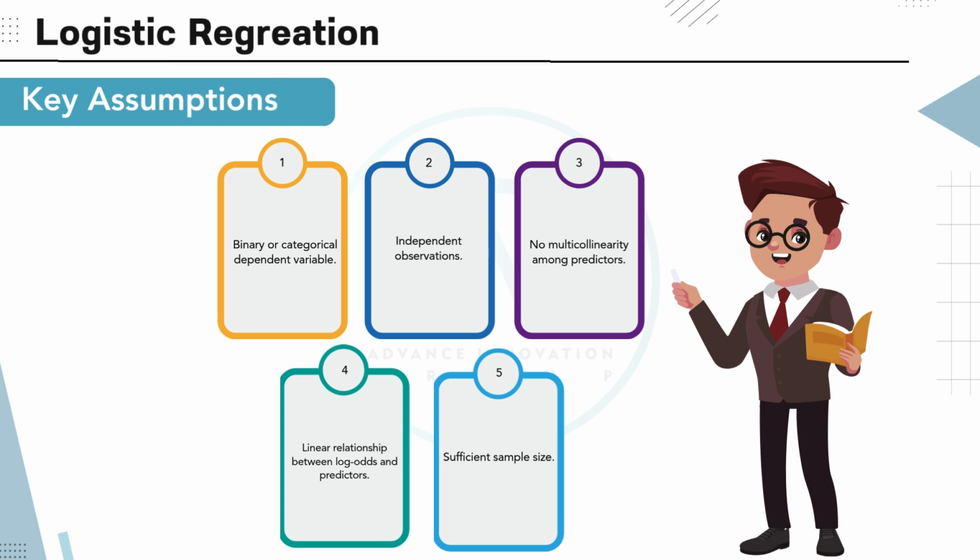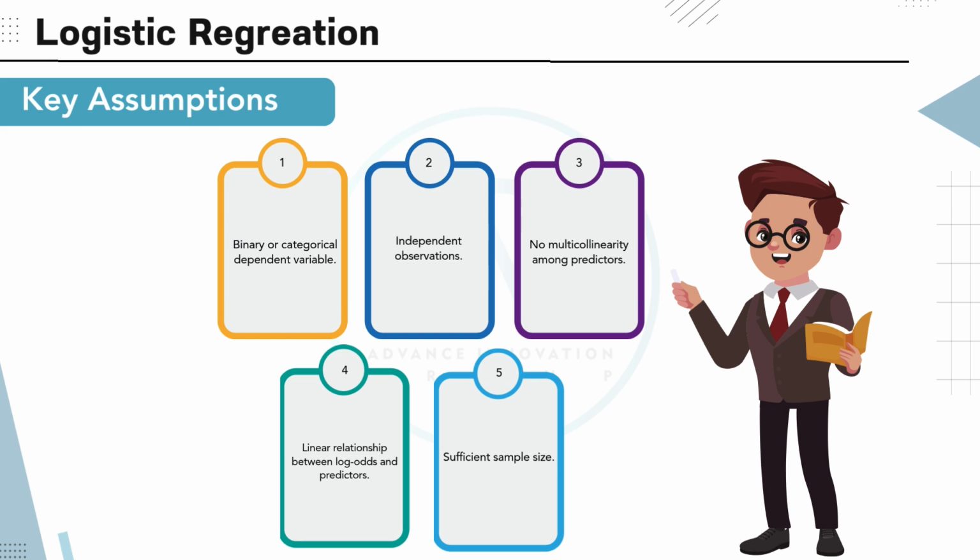Before we apply logistic regression, it's crucial to ensure that certain key assumptions are met to validate our results and improve the reliability of our model. Let's walk through them. 1. Binary or categorical dependent variable.